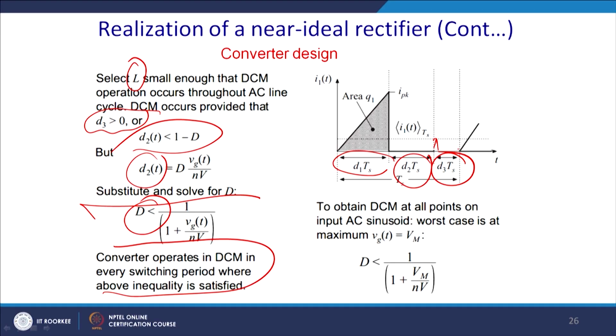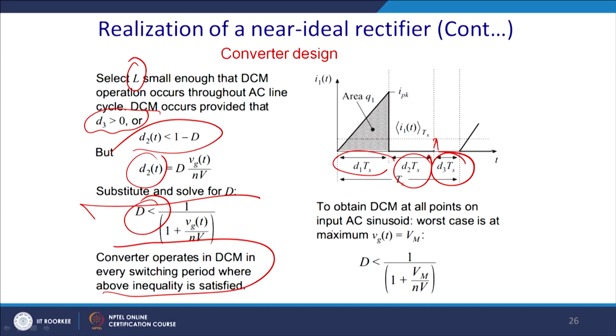When in the continuous conduction mode, this should be equal to 0. And to obtain DCM at all the points of the AC input sinusoid, the worst case voltage Vg should be equal to Vm, and the inequality must be satisfied. So, this is quite applicable in the application specific case.